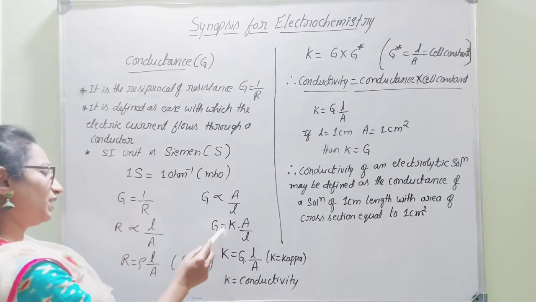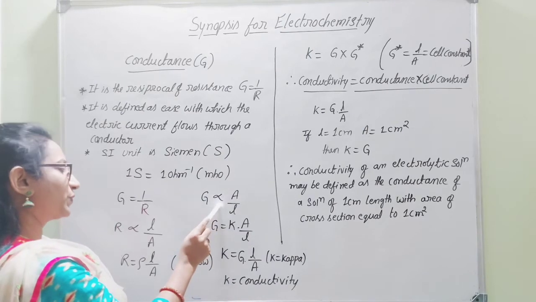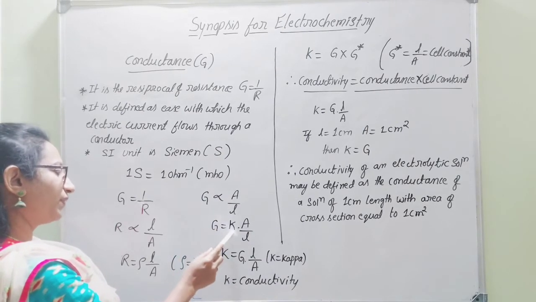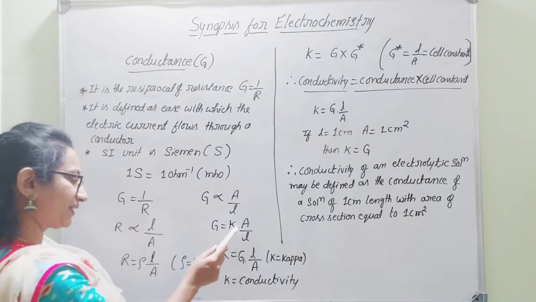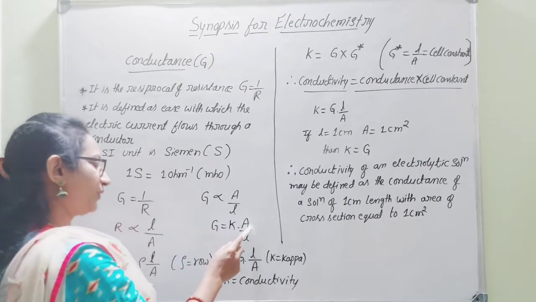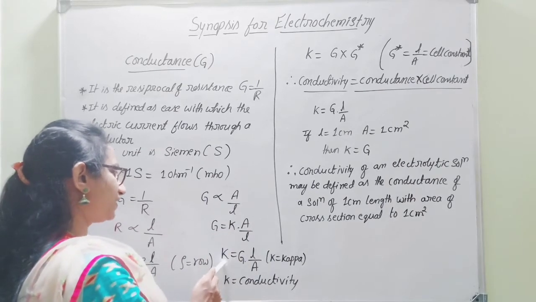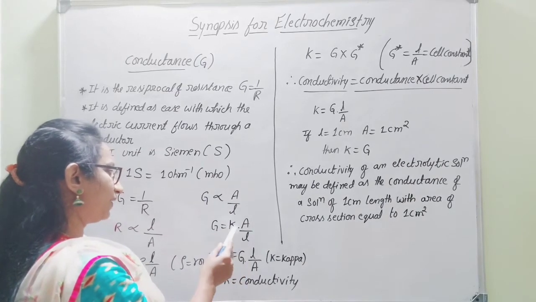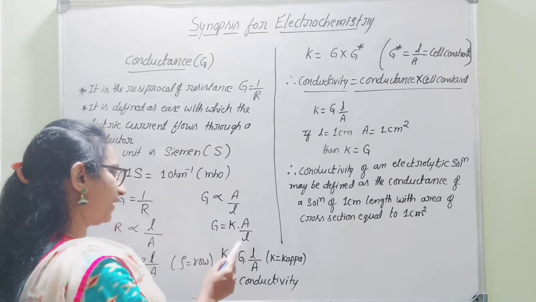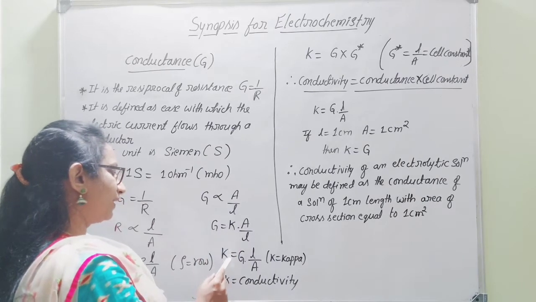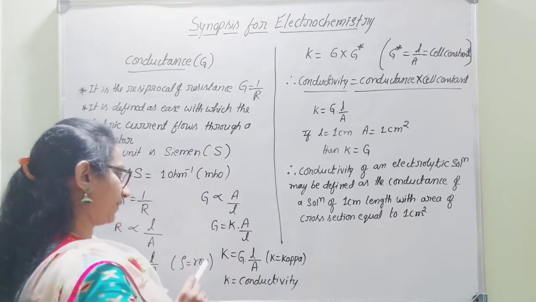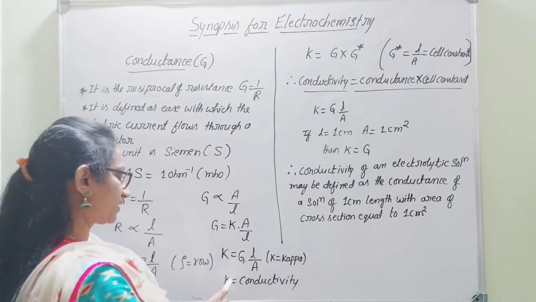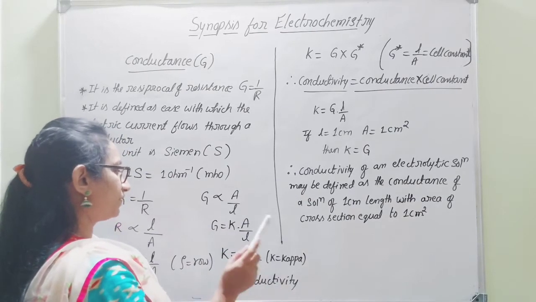Now, to remove the proportionality symbol, you have to introduce one more constant. Which is that constant? Kappa, that is K. G is equal to K into A by L. So we can rearrange this: writing K on the left hand side, K is equal to G into L divided by A. Here this K stands for conductivity.